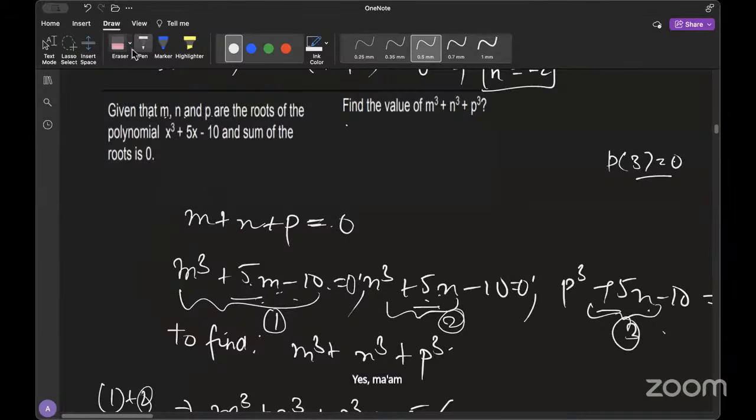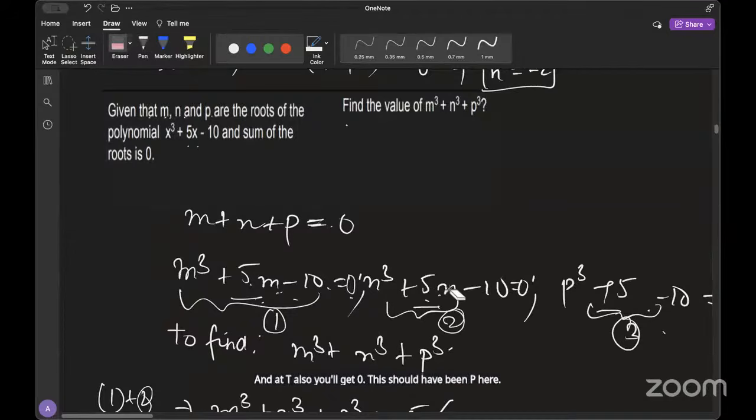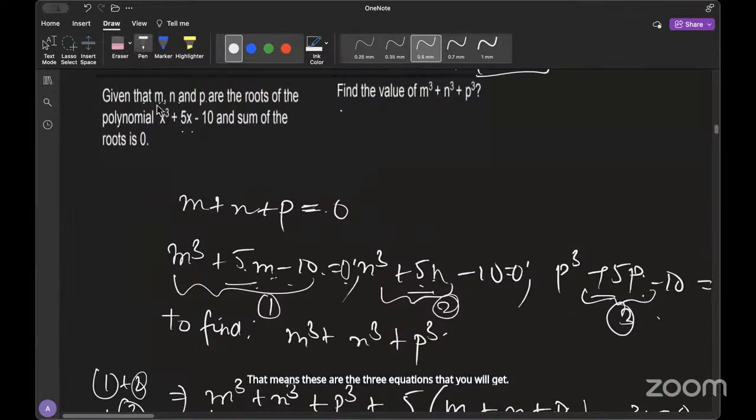Yes, ma'am. That means if you substitute m, n, and p in this polynomial, you will get 0. If you substitute n, you will get 0, and at p also you will get 0. This should have been p here. This is n, and this should have been p. That means these are the three equations that you will get from substituting m, n, and p in this polynomial, right?